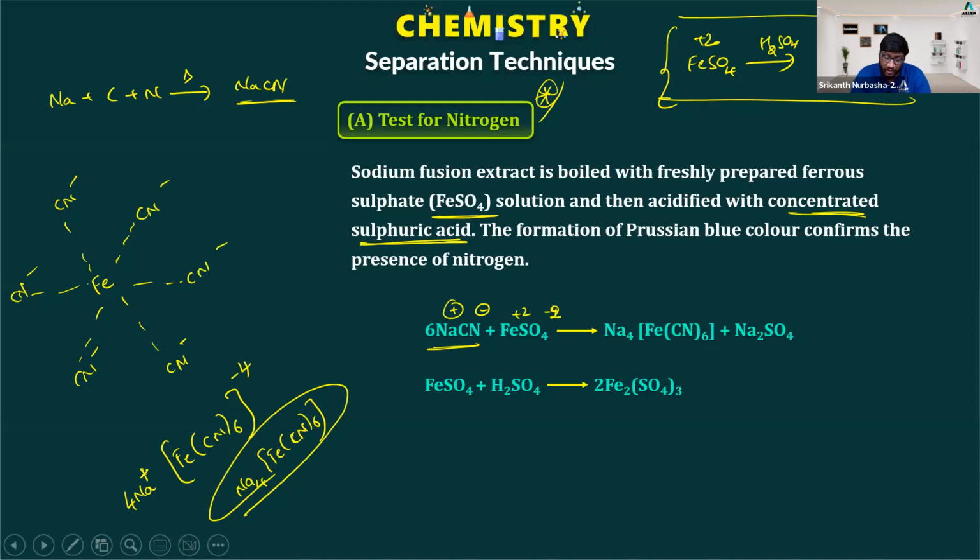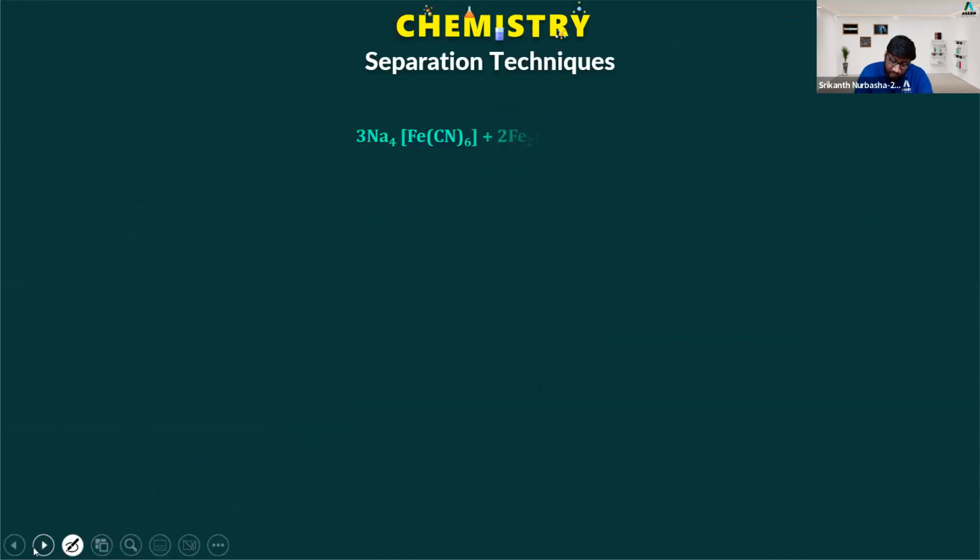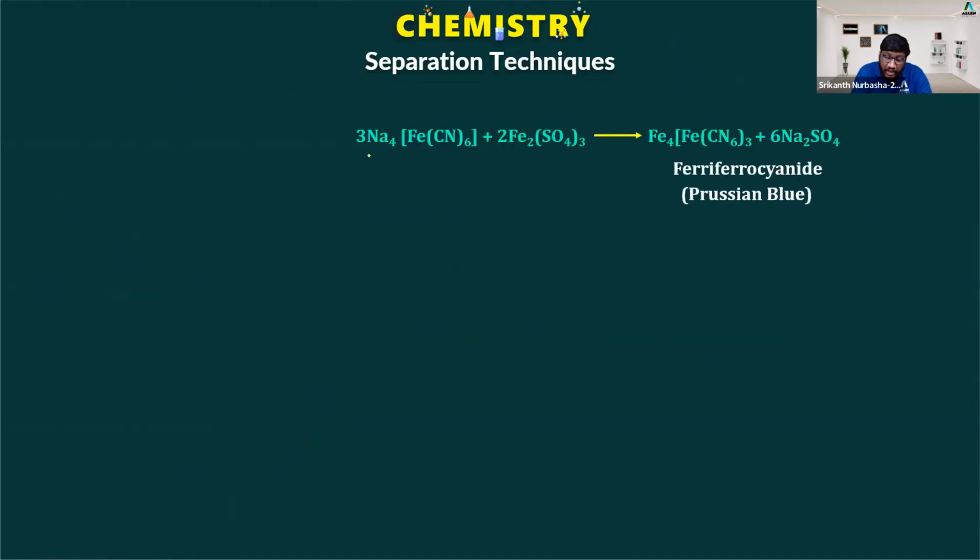Oxidation of iron occurred. So these Fe3+ ions will now be reacting with Na4[Fe(CN)6] to form Fe4[Fe(CN)6]3. This is what happens. Na4[Fe(CN)6] plus Fe2(SO4)3 gives Fe4[Fe(CN)6]3. What is the IUPAC name of this particular complex? It is nothing but ferric ferrocyanide, which is Prussian blue in color. The Prussian blue color indicates the presence of nitrogen in that particular organic compound.